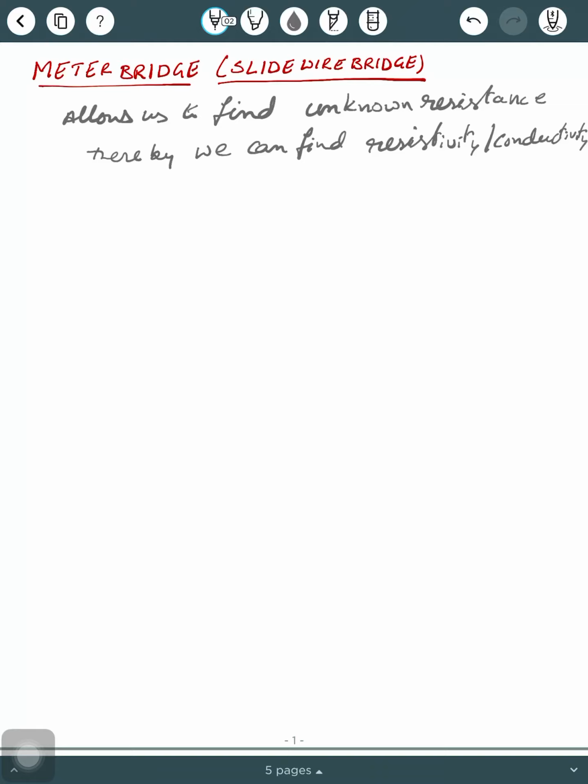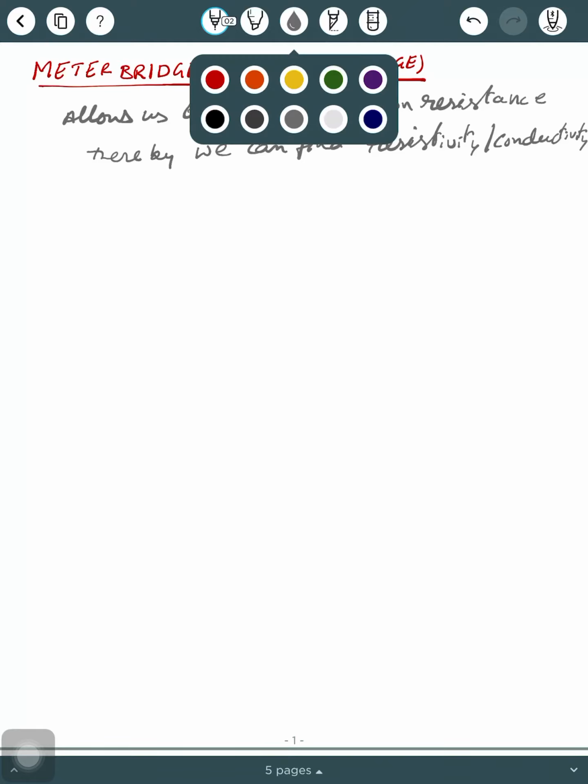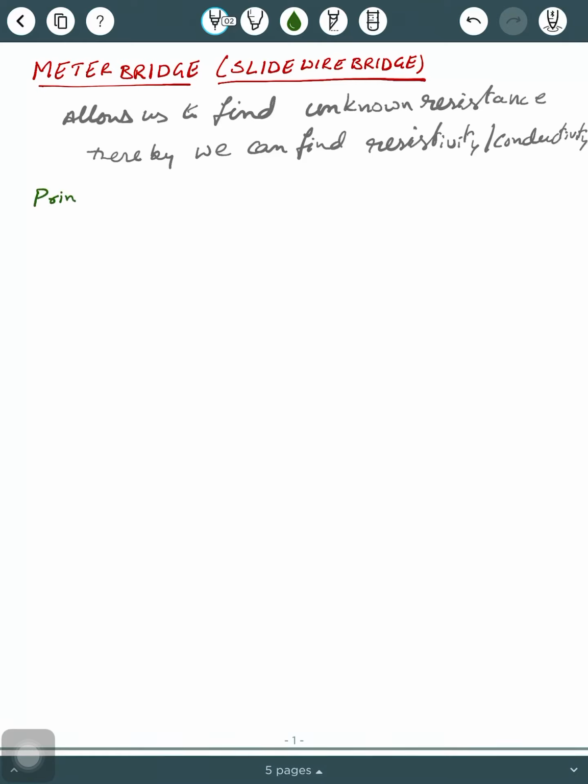Then we need to know its working principle. So, as you have raised a doubt about why we need to use a meter bridge over a Wheatstone bridge: the meter bridge works on the principle of a balanced Wheatstone bridge. It is no different than a Wheatstone bridge. With slight modifications, the accuracy of finding the unknown resistance can be improved. So, to do that we are going to use a meter bridge.